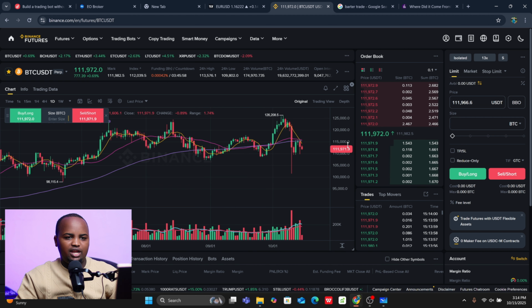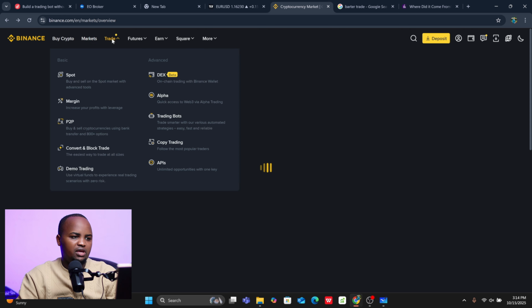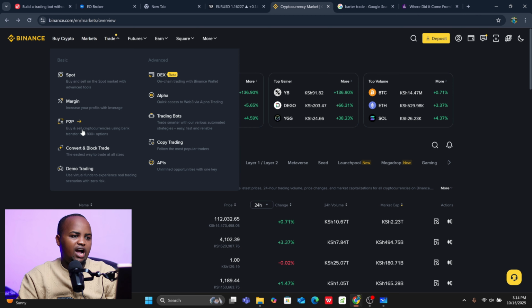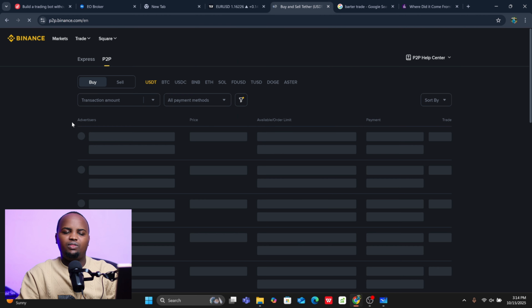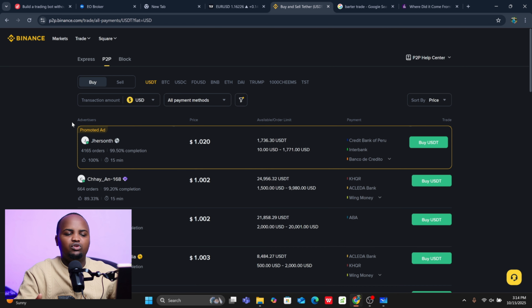So there is no way you can actually get this. You can only buy crypto from someone. If you want to buy, you can go to the P2P here. You buy from someone who has it, then you convert. There is no way to deposit directly to M-Pesa. You have to get crypto from someone else.